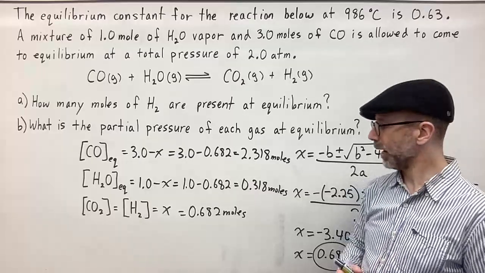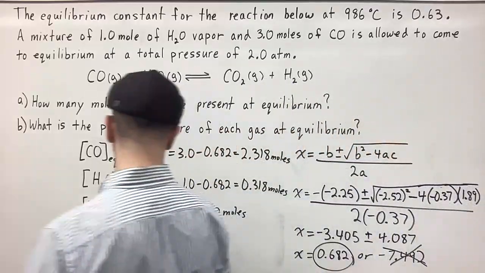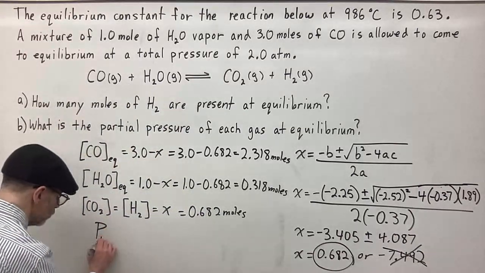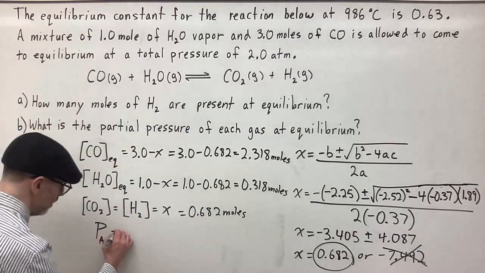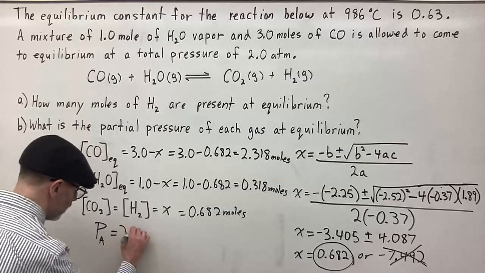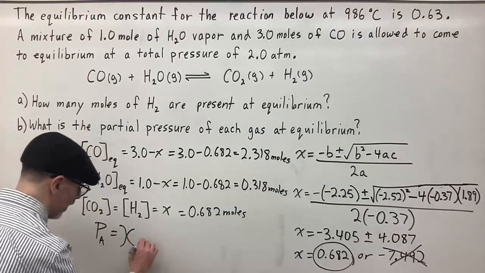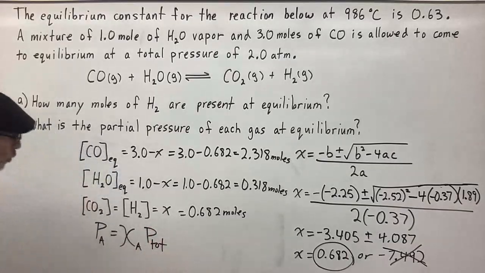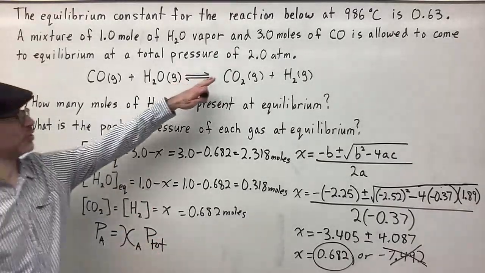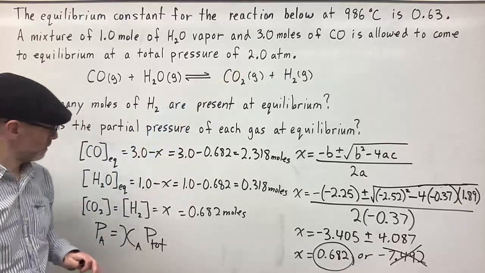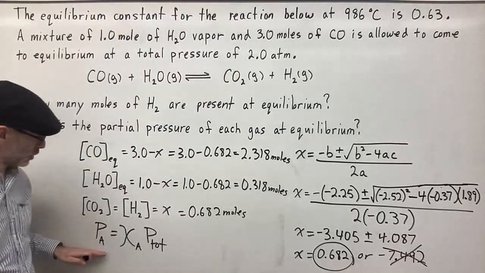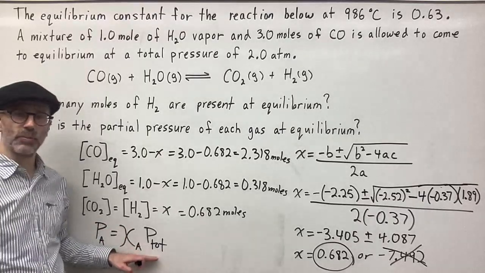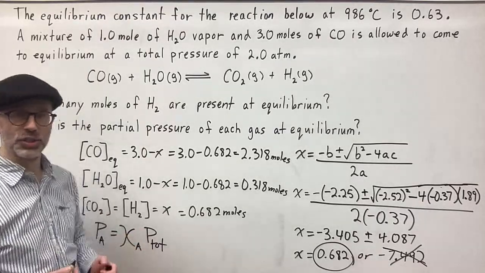So the equation that we want to keep in mind is that the partial pressure of gas A is going to be equal to the mole fraction of A multiplied by the total pressure, right? So they gave us the total pressure, 2 atmospheres. So to find the partial pressure, all we have to do is find the mole fraction, multiply it by the total pressure, and we get the partial pressure of each gas.